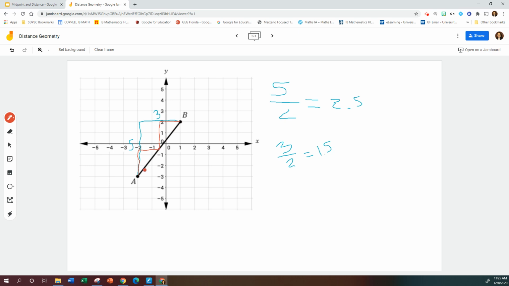So it worked out. I should be able to do this twice if I've got the midpoint correctly. So this right here happens to be the midpoint. That is going to be a little bit tricky for us to figure out.